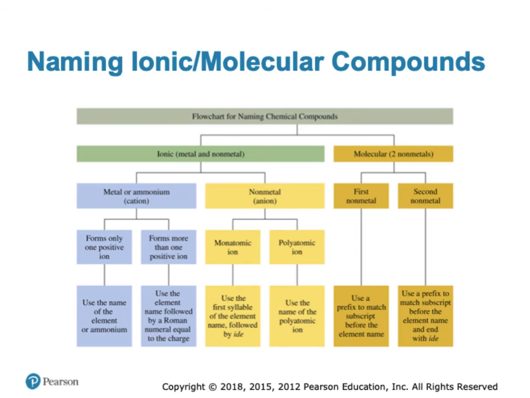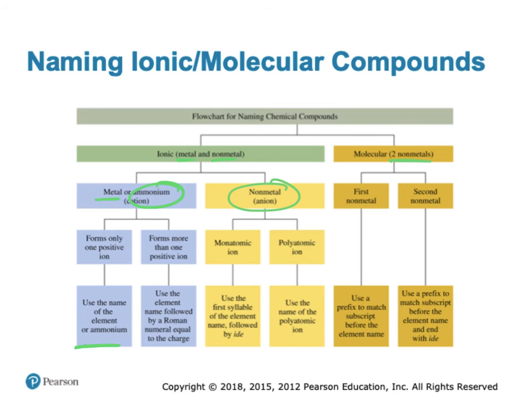So this table provides a flow chart for naming chemical compounds. So first, we have two types of compounds, ionic and molecular. So remember, ionic compounds, you have a metal and a nonmetal. For molecular compounds, we have two nonmetals. The metal will come first, and it could either be a metal or the ammonium cation. The ammonium cation is the exception. The second compound will be the nonmetal or the anion. Your metal will only form a positive ion, and you're going to use the element name. Or we can use ammonium if it's ammonium.